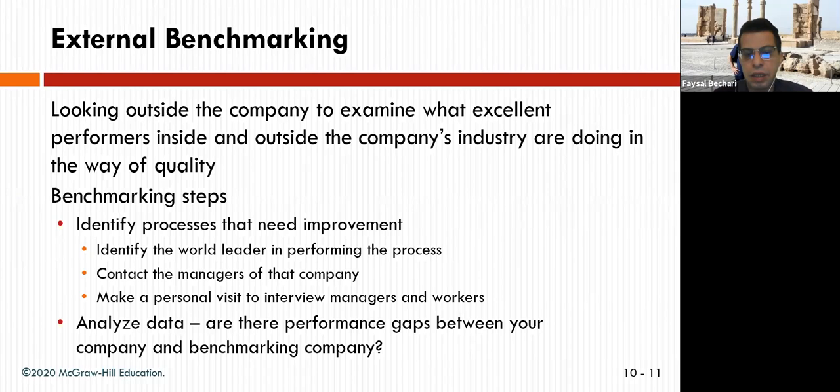Then you need to analyze the data, which is the information that you received and the information that you have, and see the performance gap between your company and the benchmarking company, which is making better than you, and you need to close these gaps.